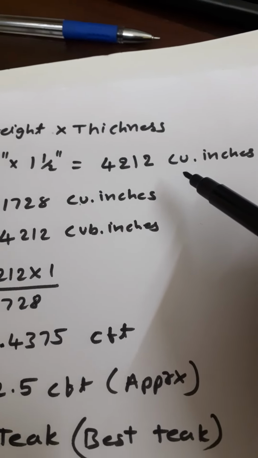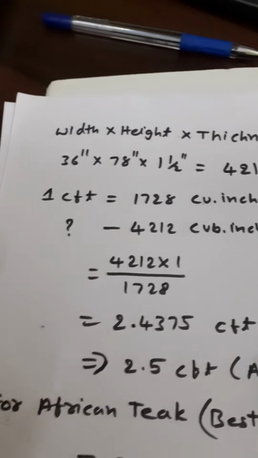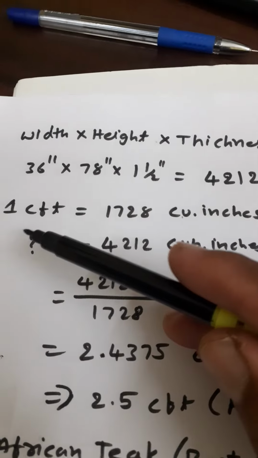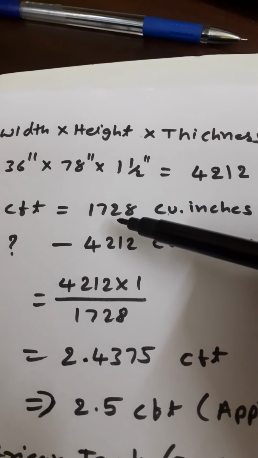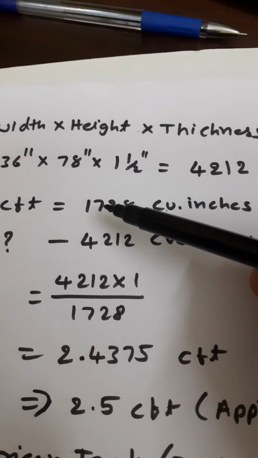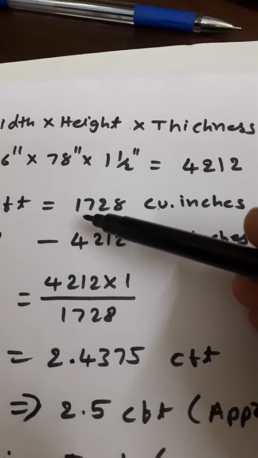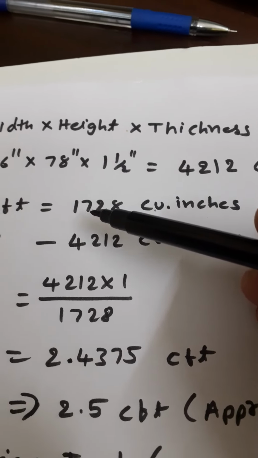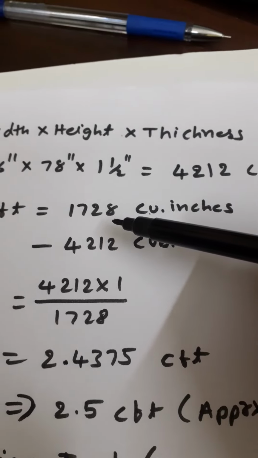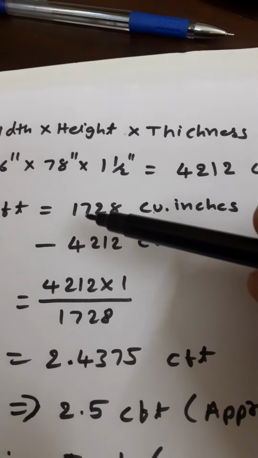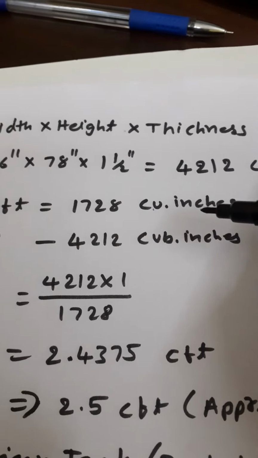So for 1 cubic feet, how many cubic inches will be there? So for 1 cubic feet, we should multiply, feet is nothing but 12 inches, right? So 12 into 12 into 12. So if we multiply 12 into 12 into 12, we will be getting 1728 cubic inches.